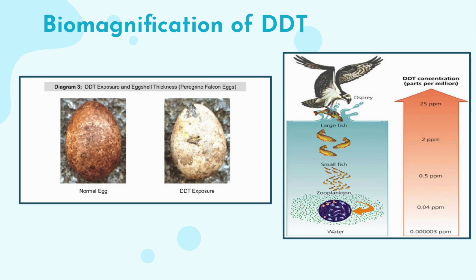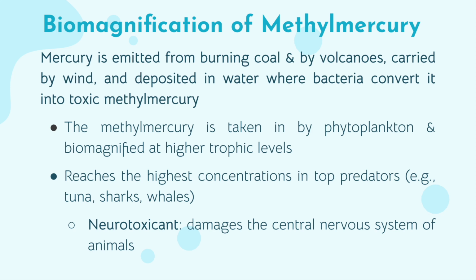So this is just an example of a normal egg versus an egg with a thinned shell due to DDT exposure. And off to the right, you can see how that DDT concentration biomagnifies going up our food web here, all the way from the water to the zooplankton to small fish to large fish and eventually to our predatory birds. Methylmercury. So mercury by itself isn't terribly toxic or bothersome.